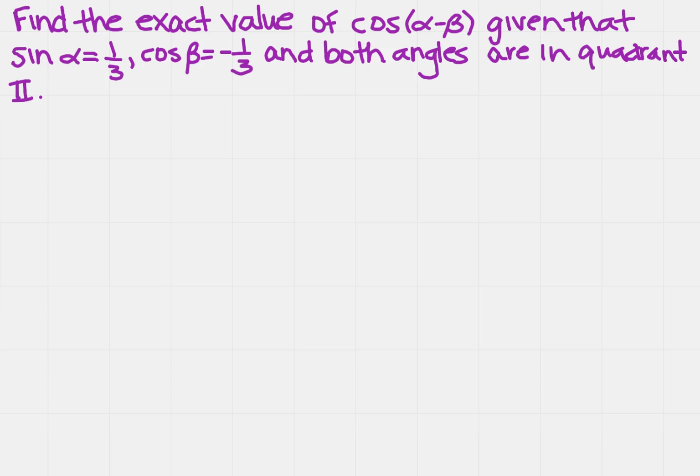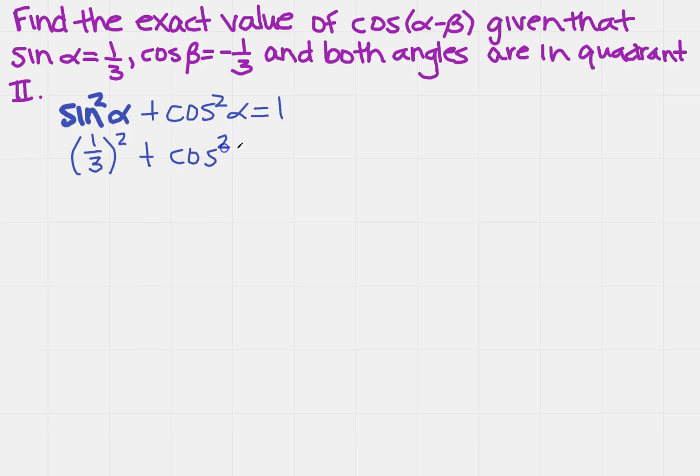Well, the only relation that comes to mind right off the bat is that sine squared alpha plus cosine squared alpha equals 1. So what can I do? Well, I can substitute in, I know what the sine of alpha is. It's 1/3. I'm going to square that. I'm going to add the cosine squared alpha to it, so that's still 1. I'm going to solve for the cosine squared of alpha. So that's going to give me 1 minus 1/9.